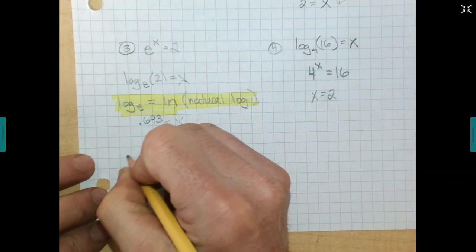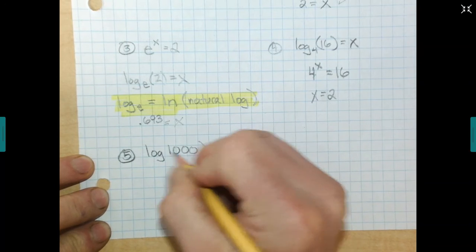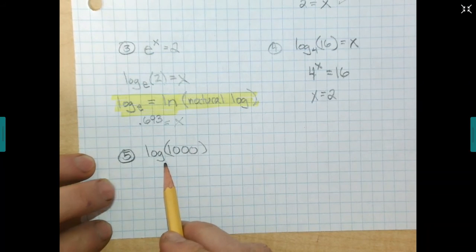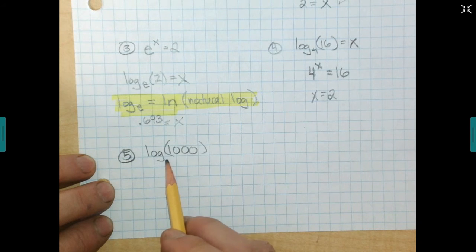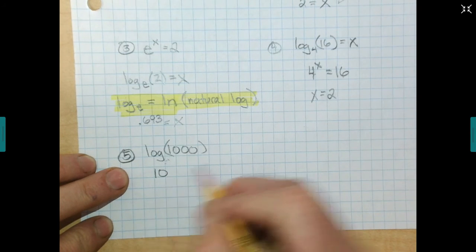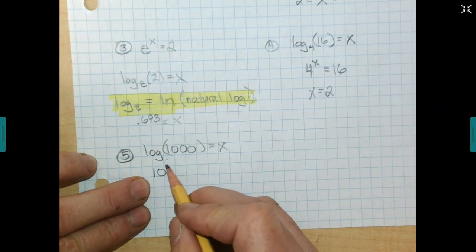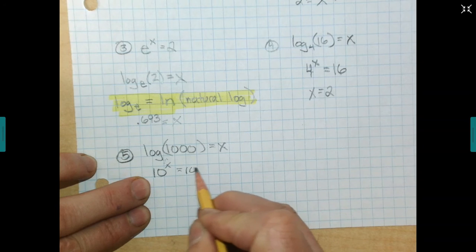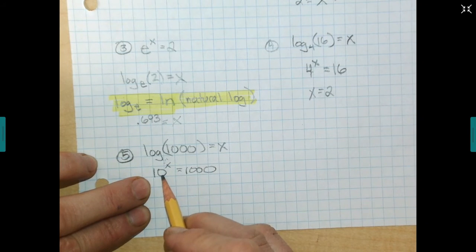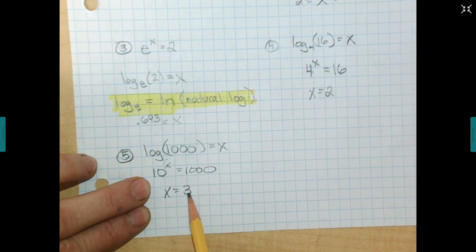Let's go with another base 10. If we have log of 1,000, if I don't write my base here, I know that it's log base 10. So I know my base value is 10 and it equals x. So what's my exponent? My base value is 10, my exponent is x, and it equals 1,000. How many times do I multiply 10 by itself to get there? 3. So x equals 3. 10 to the third equals 1,000.